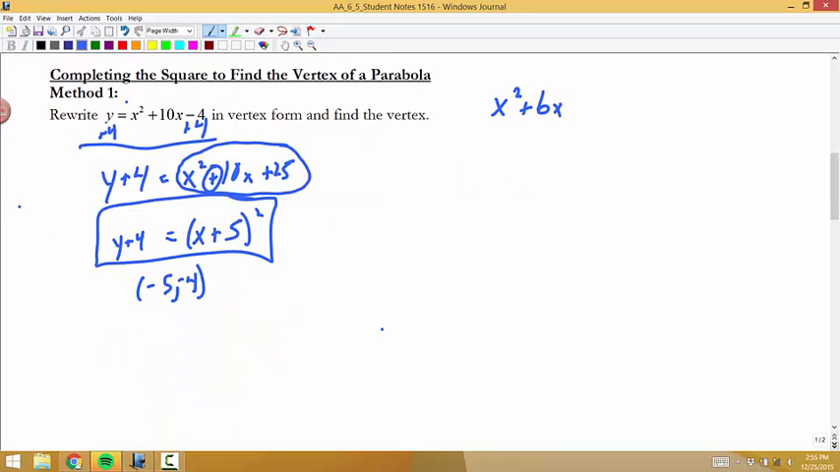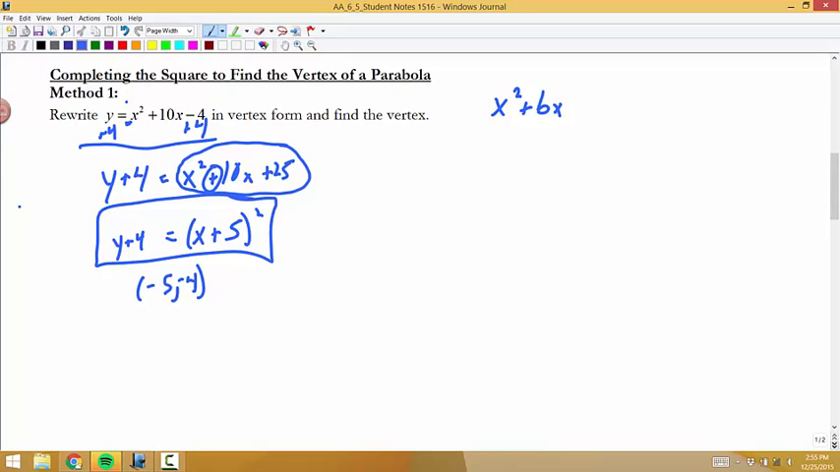So this first method, the completing the square method, works best if we have the a value, the value that comes in front of x squared, equal to 1. So notice how I have a 1. This is like a 1 there. So when we have something like this, this completing the square method works really well.